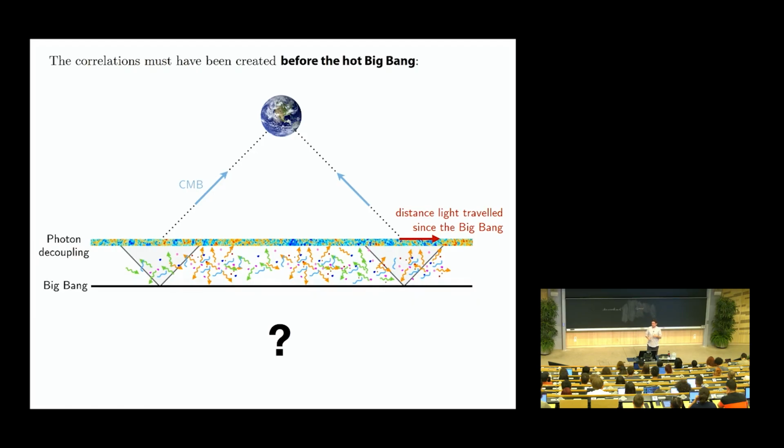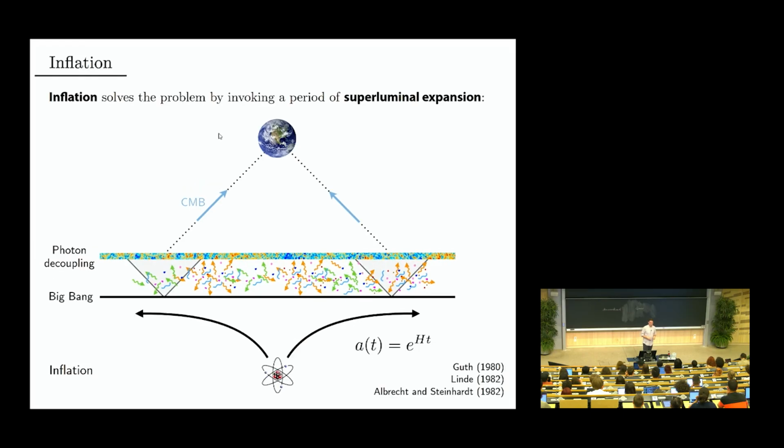What's not a fact is what exactly that thing is that created these correlations. So the most likely explanation, for reasons that I will also explain, is that there was a period of extremely rapid exponential expansion, where space itself was expanding at a superluminal rate. Yeah? So space itself was expanding faster than the speed of light. This doesn't violate relativity, because relativity only tells you that objects can't move through space faster than the speed of light, but space itself can stretch at a rate that's faster than the speed of light.